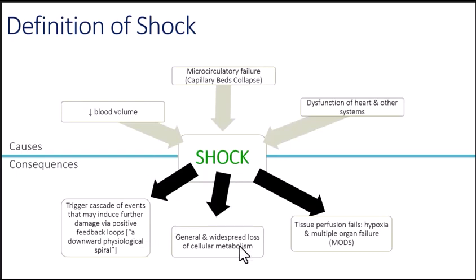Shock will lead to general, really widespread loss of cellular metabolism because the cells are not receiving what they need to undergo normal metabolic processes. And we know tissue perfusion will fail, and this means that the cells are not getting many different things, including oxygen. So we call that, as we know, hypoxia. And then somebody experiencing shock can also experience multi-organ failure. And we'll talk about this later today pertaining to the acronym MODS, but this is a progressive state and it involves the failure of two or more organ systems in the body.